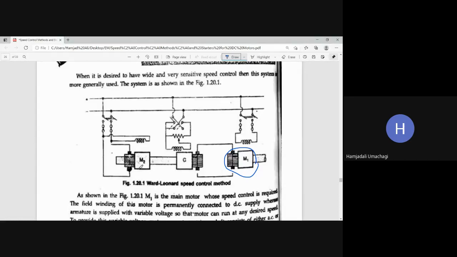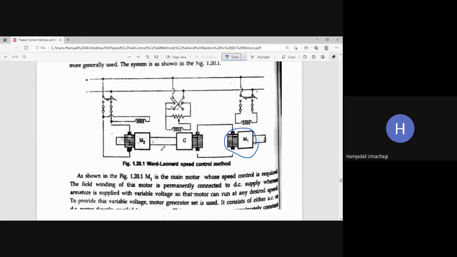Is it a good thing? No, sir. Why? Because just to control one simple motor M1, you are going to make use of two extra expensive machines, that is the generator and motor. That is the drawback of this speed controlling method. But this is a fine speed controlling method, and it is used in industries. The only disadvantage of this method is that just to control the speed of motor M1, we require some more extra machines whose cost is expensive. That is the meaning.